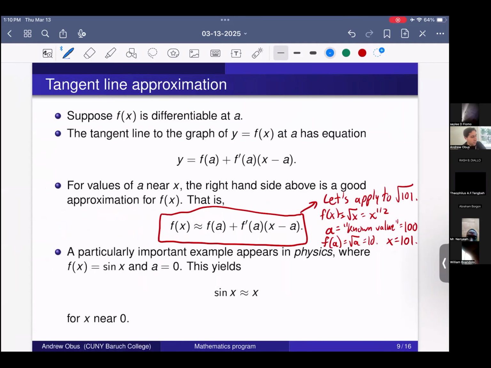Let me just go back to the slide here. This is our general formula for tangent approximation. It works anytime you've got a differentiable function and you want to evaluate it at some value x, but you don't know the value. You only know the value at some nearby value a. Like with the square root, we know the square root of 100, we don't know the square root of 101. The a here is going to be the known value, and the x here is going to be the unknown value. That's how this works.